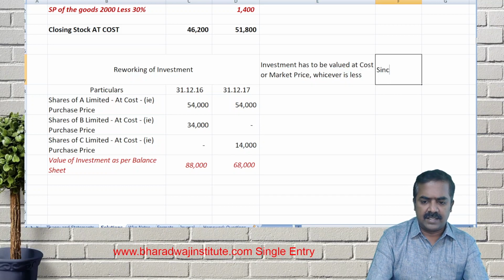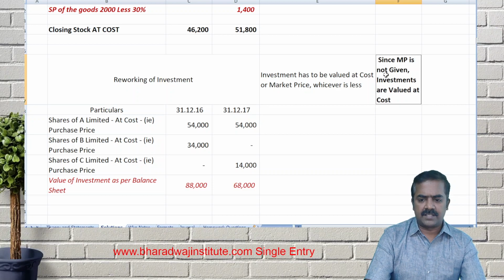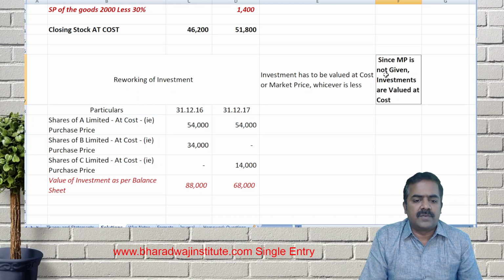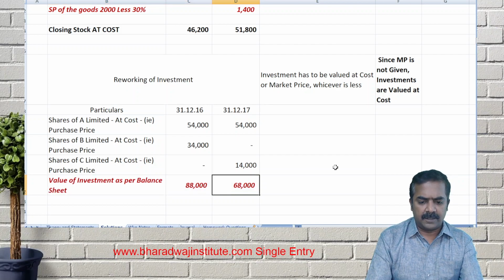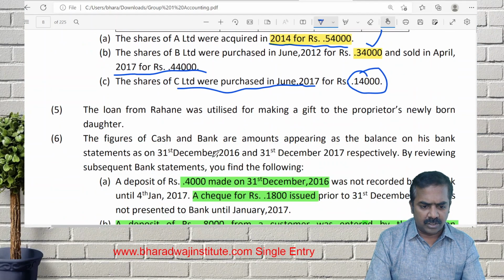Okay. Since market price is not given, investments are valued at what? Cost. Since market price is not given, investment is valued at what price? Cost price. Where do you put it? One more adjustment, put it.